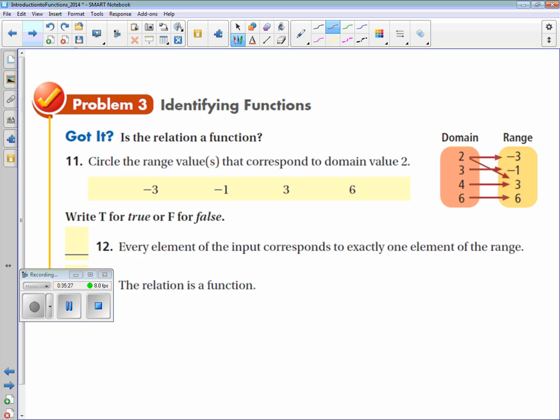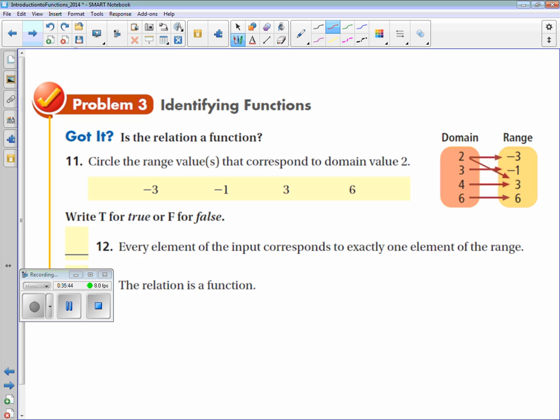All right. So let's look at this. Have you ever seen something look like this before? What's it called? Do you remember? It begins with M. It's a mapping. It's called a mapping. Okay.